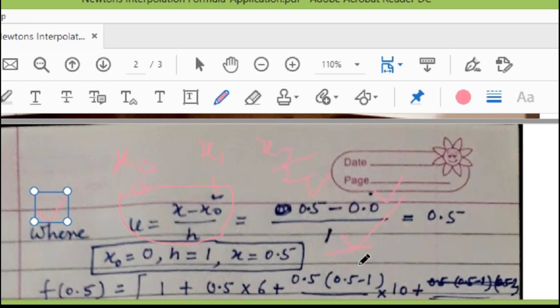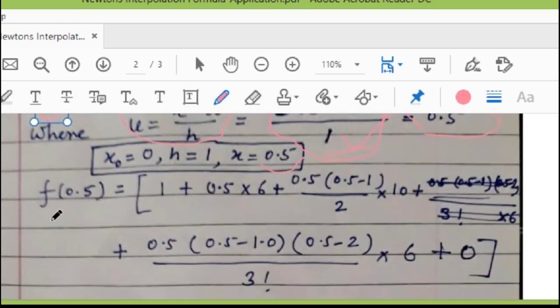In statistics, we use this process an enormous number of times, because we reduce very big data into a smaller data set, and then it is easily computed with the help of statistical software or statistical methods. So x naught is 0, h is 1. All values are given and we substitute them. After substituting these values, we are going to have this value.